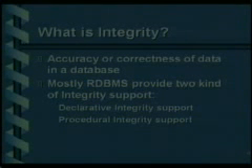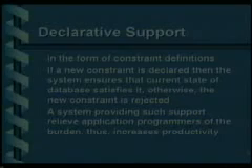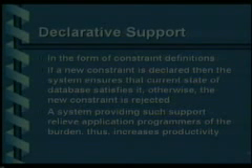Mostly RDBMS provide two kinds of integrity support. The first one is called declarative integrity support, and the second one is called procedural integrity support. The declarative integrity support is the one which we normally specify when we are giving SQL commands, whereas procedural support is something like triggers. Now let's look into the declarative support.